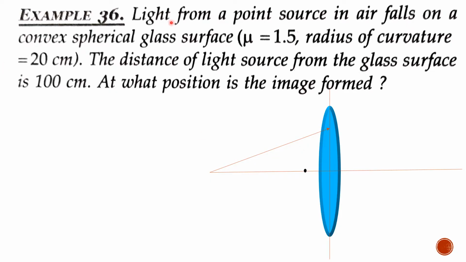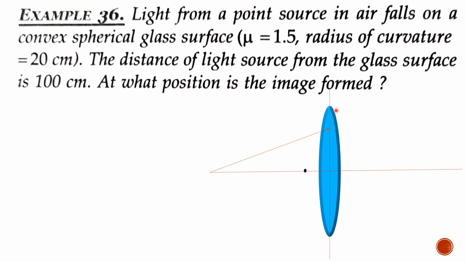So let us come to our question. Light from a point source in air falls on a convex spherical glass surface where the refractive index of the glass is 1.5 and the radius of curvature is 20 centimeter. The distance of the light source from the glass surface is 100 centimeter. At what position is the image formed?